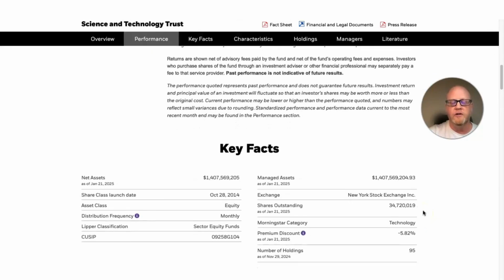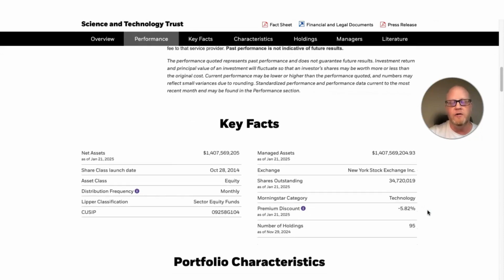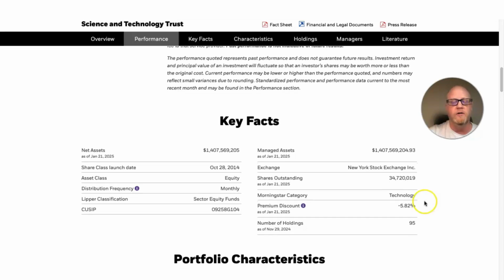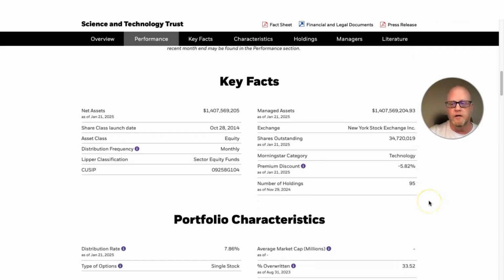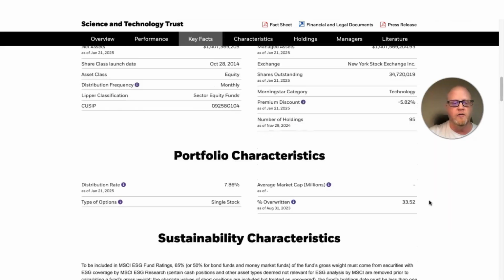Right, looking at some of the key facts, it is a monthly payer. So for those who are looking for that monthly income, you can receive it through BST. And as we talked about before, it's about a 6% discount and holds, as of a couple months ago, 95 holdings. So it's pretty typical in the just under 100 different holding range.